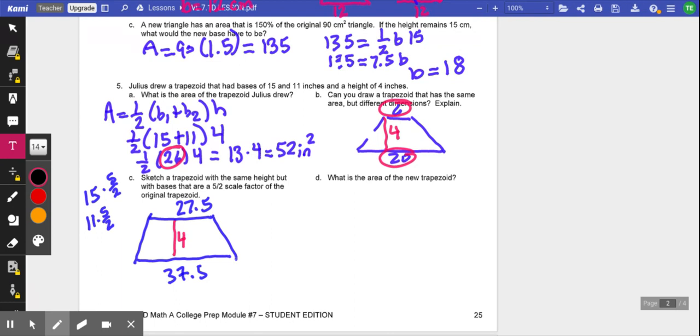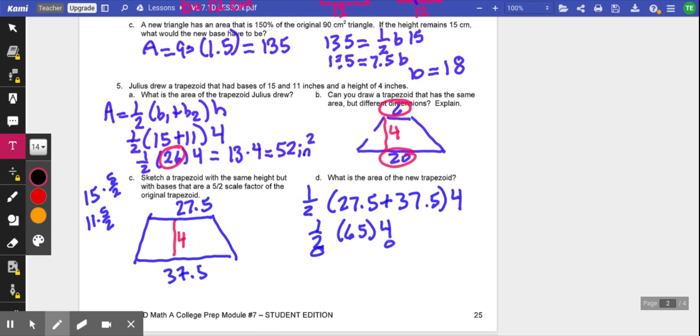What is the area of the new trapezoid? Okay, so I have to add my bases. 27.5 plus 37.5, times the height and times a half. When I add my bases together, I get 65. I'm going to multiply the half and 4 first, so that's 2 times 65. And 65 times 2 is 130 inches squared. Moving on, number 6.